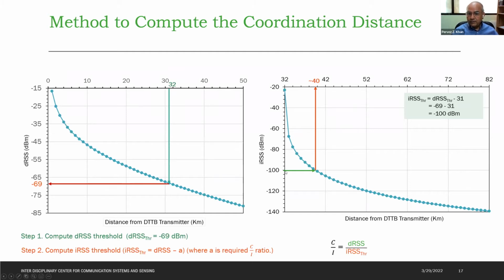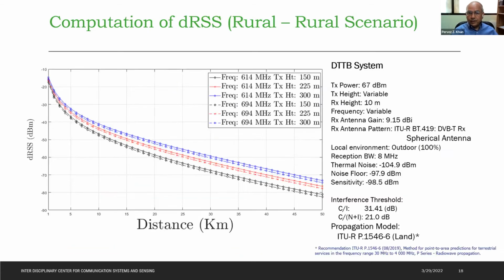So if we read from here minus 100, this is the value of the IRSS plotted against the same signal, where your receiver is kept at 32 kilometers and moved away until 82 kilometers. For minus 100 dBm, if we read, we get the distance as around 40 kilometers. So this is the distance between the transmitter of the TV and the transmitter of the IMT system. And this is how the coordination distance is defined. So this is the total methodology we are going to apply.